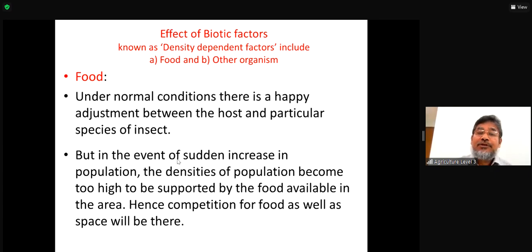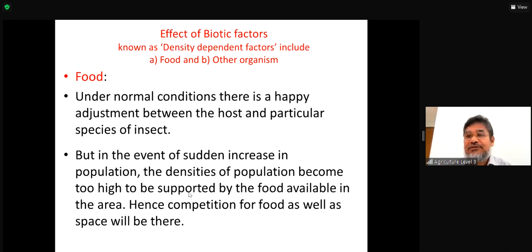One important thing is that a sudden increase or sudden decrease of populations may occur. The densities of populations become too high when food is available. When the food is available, the insects may multiply rapidly and the density of the population will increase quickly. It's all right. But how far or how long will it continue?